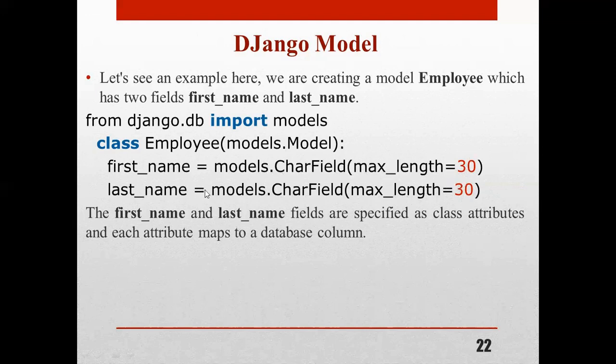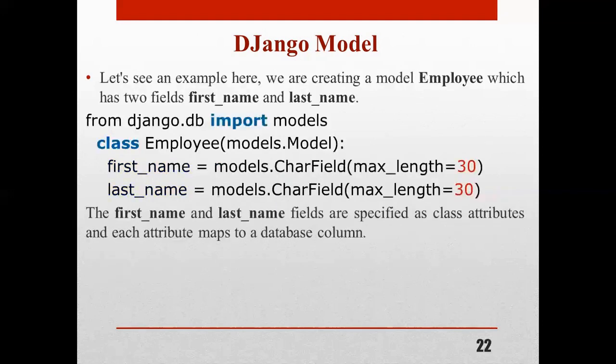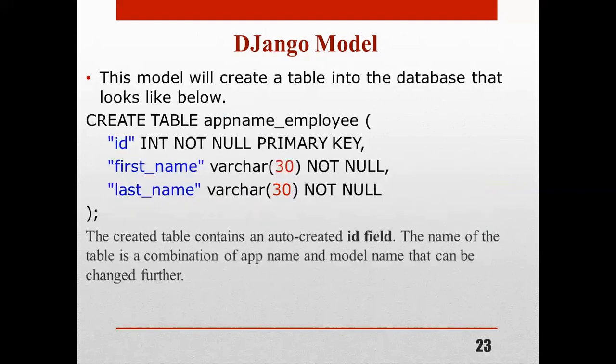So your first name and last name fields are specified as class attributes, that is, attributes of the Employee class. Each attribute maps to a database column. These are the columns in the database. Then this model will create a table in the database.